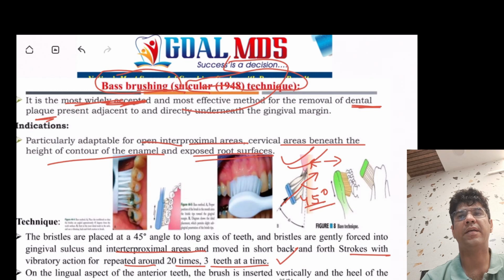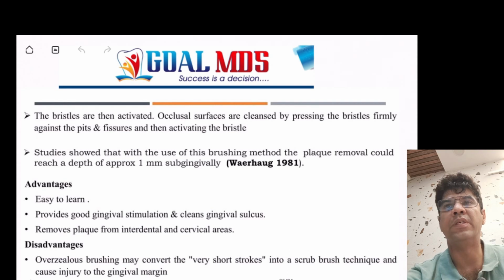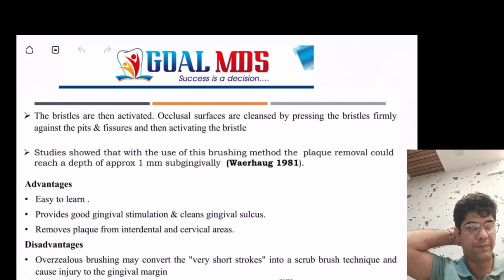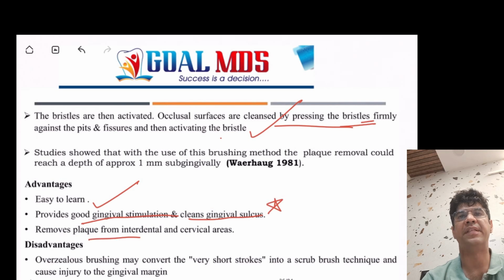On the lingual aspect, the brush is inserted vertically and the heel of the brush is pressed into the gingival sulcus. The occlusal surfaces are cleaned by pressing the bristles firmly against the pit and fissure and activating the bristles. It is easy to learn, provides good gingival stimulation and cleans the gingival sulcus. It removes plaque from interdental areas and cervical areas.